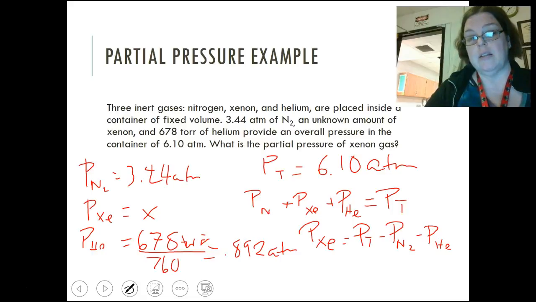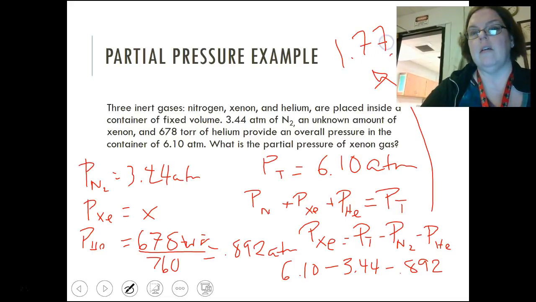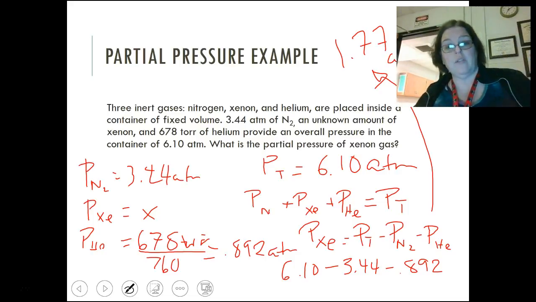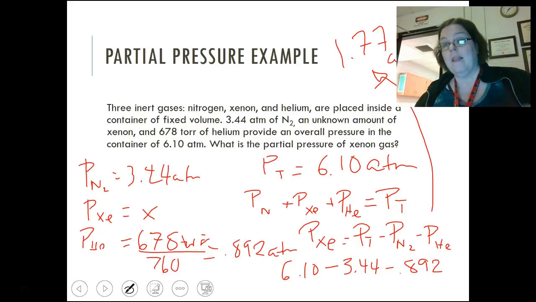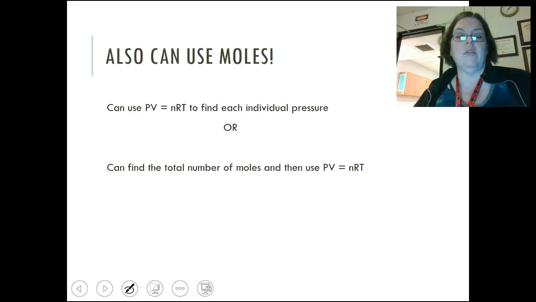So that's pretty simple, right? So I have 6.10 minus 3.44 minus 0.892. And what I get for an answer is 1.77 atmospheres for the xenon. It's pretty simple. All the pressures have to add up to the total of 6.10. So once you know two of the three, then you know the third one if you have the total. Pretty simple, right? Okay, so you can also use moles because moles and pressure are related to one another.